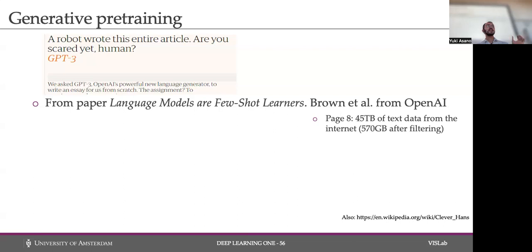And this model was essentially just trained to predict the next word. So for example, let's say this sentence was in the training data. So they would have, a robot wrote this entire article. Are you scared yet? Blank. And the algorithm would try to predict human, for example. In this case, it would be a bit hard to predict. But this would be all the algorithm is doing. And that's why it's called generative pre-training, because it tries to generate what's missing.